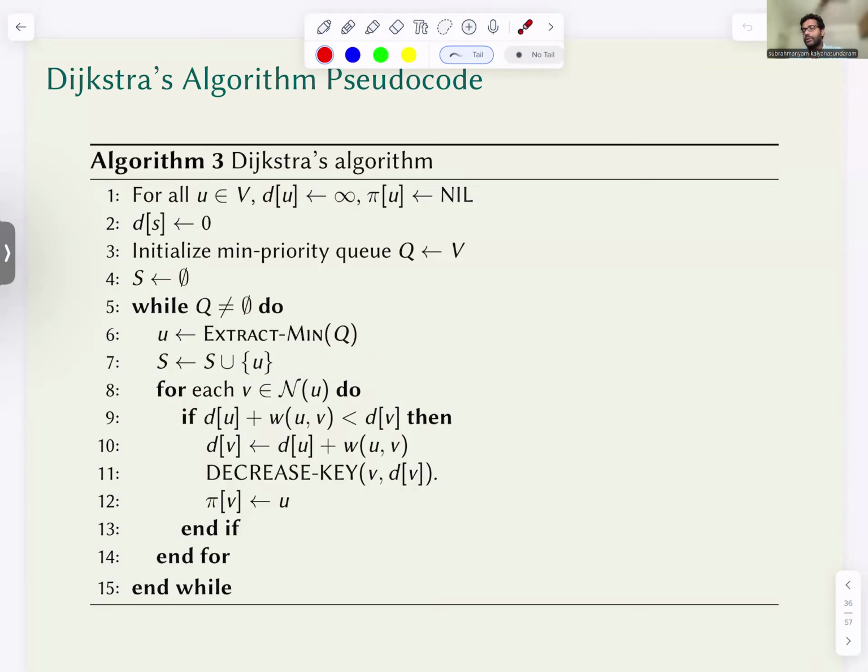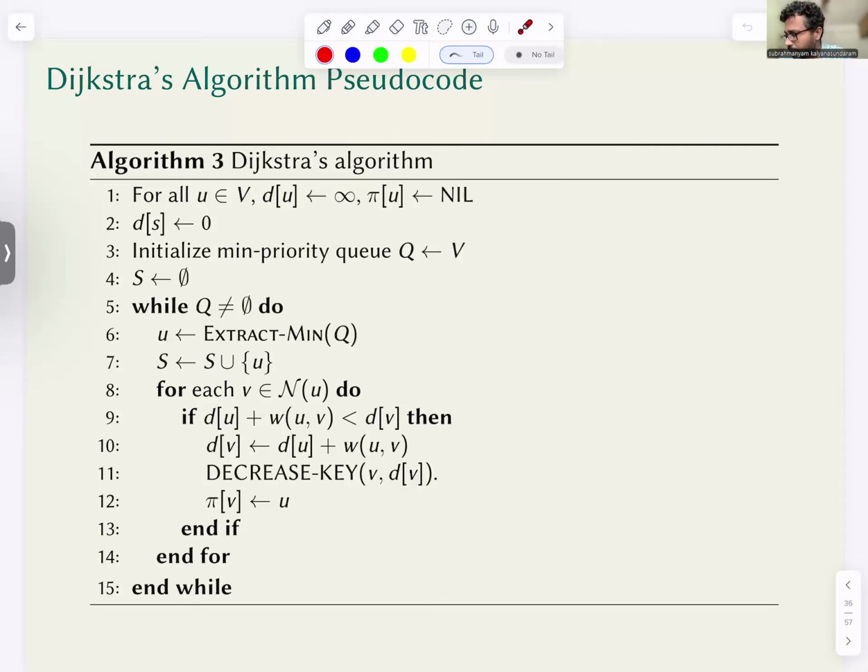And then what you do is, whenever you extract an element and add it to capital S, you look at its neighbors. So if a vertex U is DQ'd, you look at its neighbors and update the D value of all of these neighbors. Suppose U has three neighbors, W1, W2, and W3. Then you update the D values of W1, W2, and W3 using this formula, and you keep doing this, and at the end you will have the shortest paths.